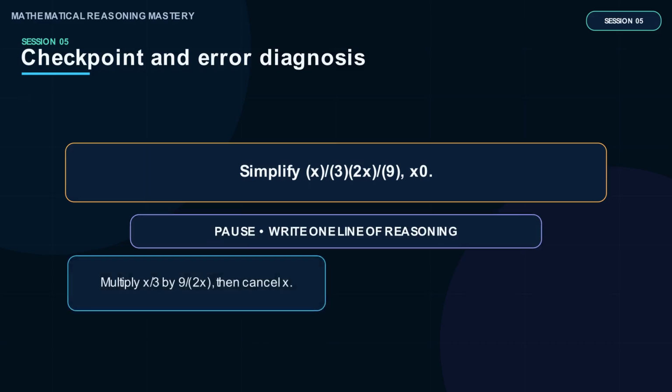A focused hint. Multiply x/3 by 9/2x, then cancel x. Use the hint to repair the setup, then finish the reasoning yourself. The accepted answer is 3/2. Explain why it works, and name the earliest line that would reveal a likely error.